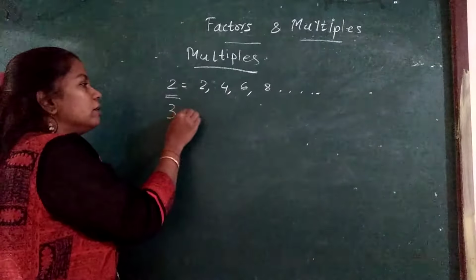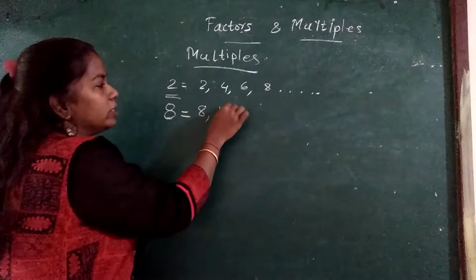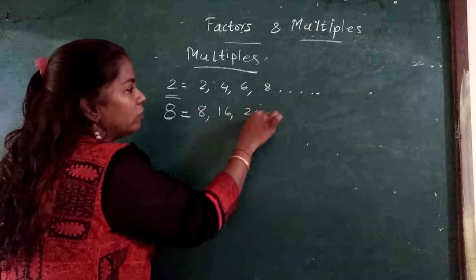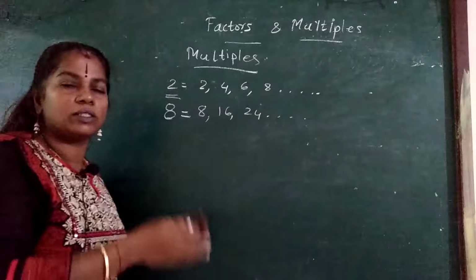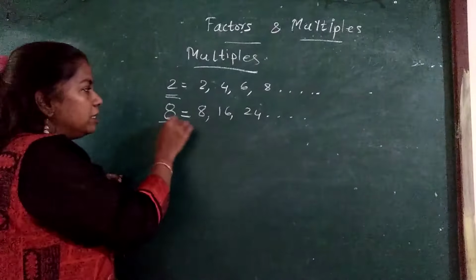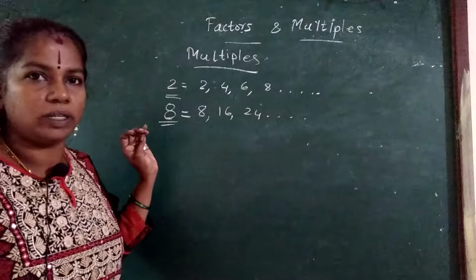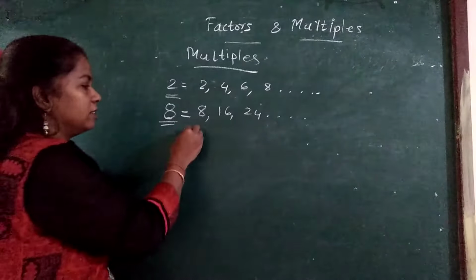Now if I want to know the multiples of 8, 8 ones are 8, 8 twos are 16, 8 threes are 24 and so on. So these are the multiples. What I have done, I have written the multiples. Multiples start with that number which is written. Got it? Now we will go to the factors.